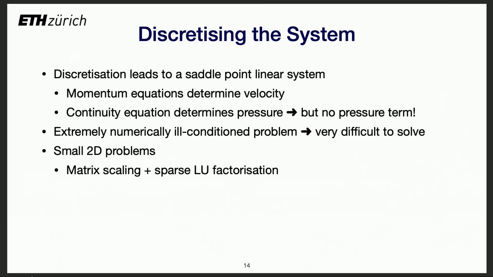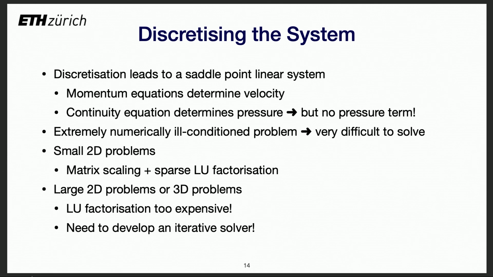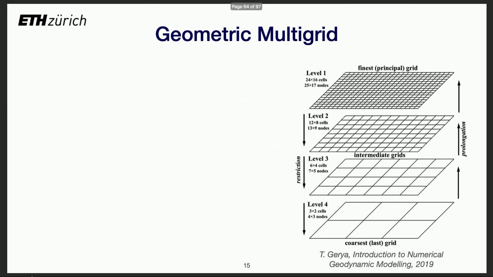For small 2D problems, we can get away with doing some matrix scaling or other type of preconditioning and then doing a sparse LU factorization. But the problem is that even when you get into large 2D problems or even small 3D problems, then LU factorization becomes way too expensive, and we need to develop an iterative solver to solve this type of problem efficiently. And the solver of choice here is a geometric multigrid solver. Luckily, we're working with very simple domains, usually rectangular. So geometric multigrid is the perfect choice in this case.